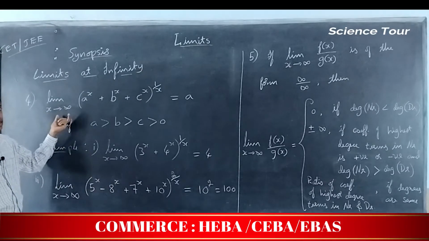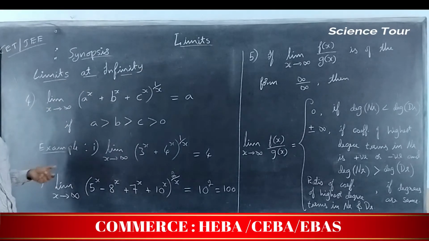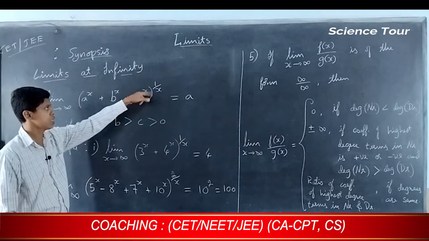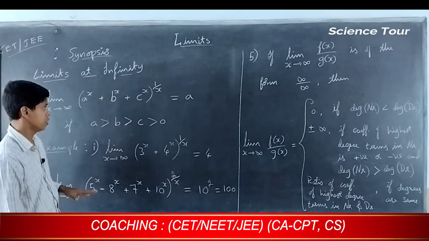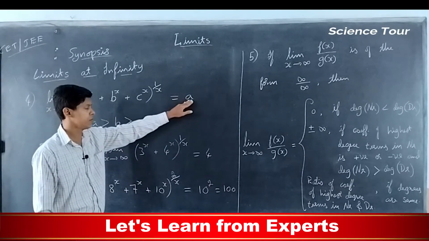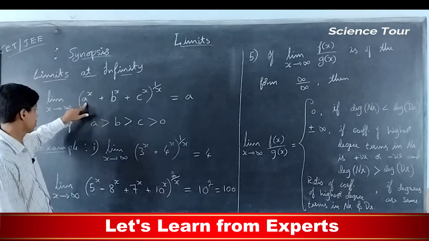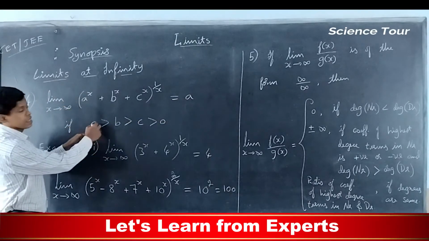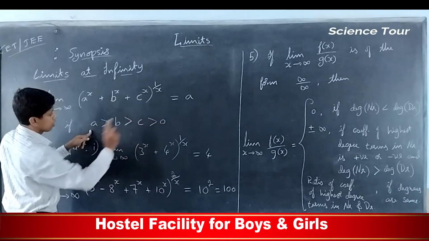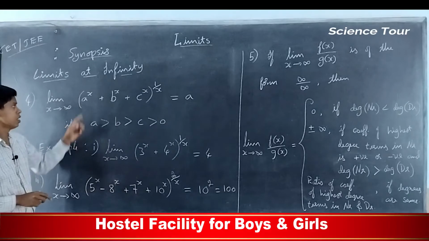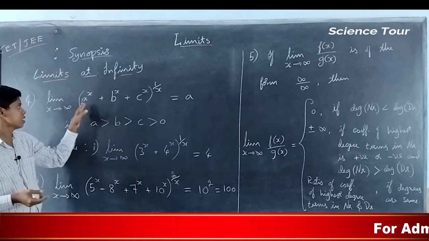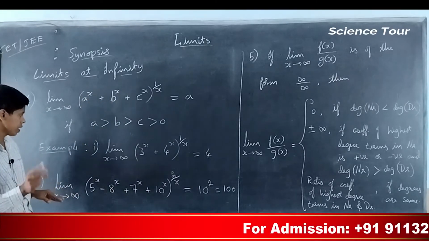Well, if you have an expression of the form a raised to x plus b raised to x plus c raised to x, to the power 1 by x, and if limit x tends to infinity, then the value of that limit will be a if a is greater than b and b is greater than c and all the three are positive. Alright, if all the three are positive and a is the greatest among b and c, then the answer will be a. Look at the example.